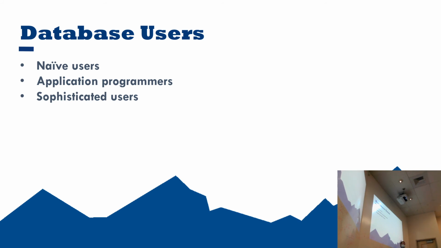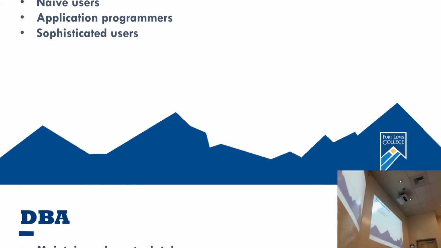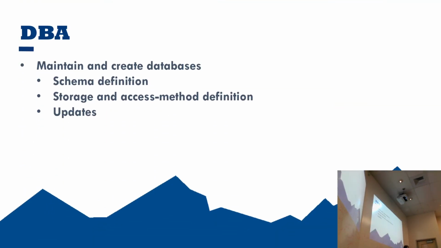Okay, so sophisticated user is going to be a database administrator. Naive user is going to be an end user. Application programmer is going to be someone who's developing an application, obviously. All right, so the database administrator, the primary stuff they're doing is maybe creating databases, but more likely, their day-to-day is going to be maintaining existing databases. Maybe they're running reports. Maybe they're doing other stuff.